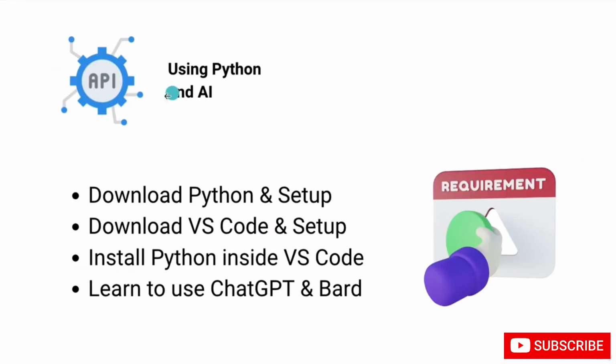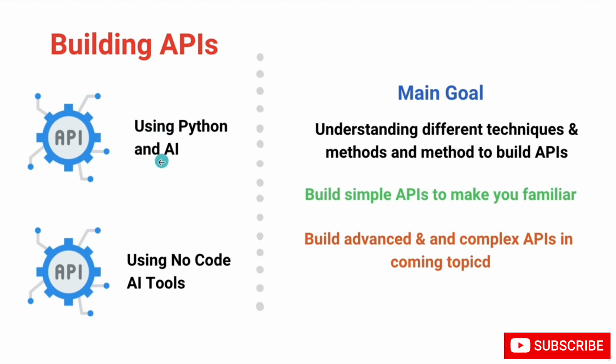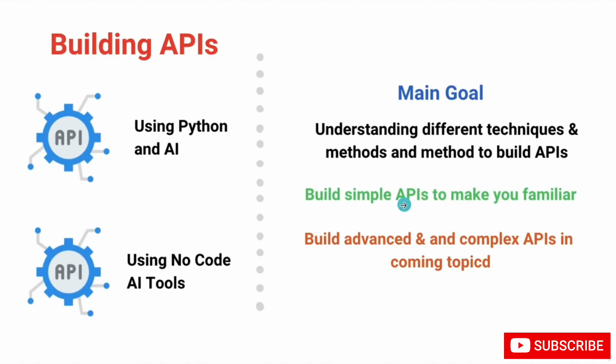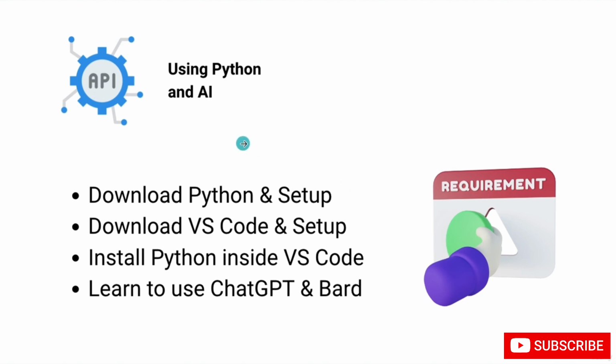Hey guys, so we have thought there are two methods: using Python and AI, and using no code AI tools. But when you use Python and AI, if we just want to create even a simple API, how can you basically do that? So my friends, there are some requirements which are totally free. I want you guys to do them before we proceed further. Otherwise you will get confused and you will complain to me.